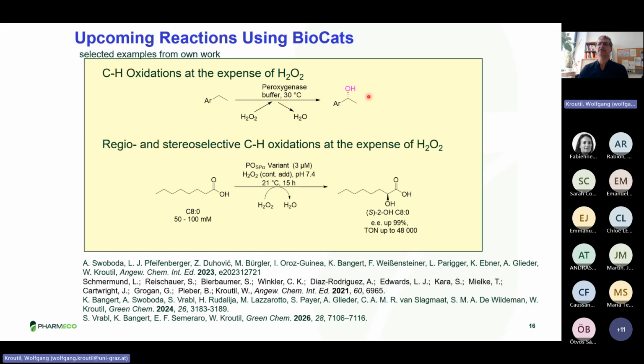You can also do, for instance, epoxidation. We use one type of such peroxygenases, for instance, for the alpha hydroxylation of fatty acid. I show here an example which we published recently, to take octanoic acid and do regio-selective alpha hydroxylation to give one enantiomer. Generally, the E is between 97 and 99, and we could show that with this variant which we designed, we could get rather high turnover numbers.